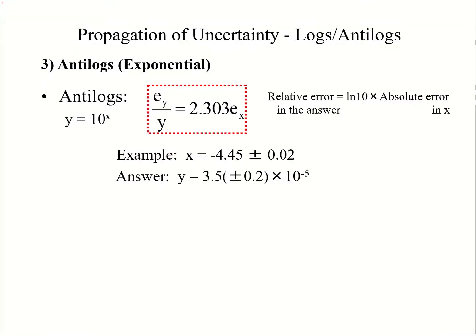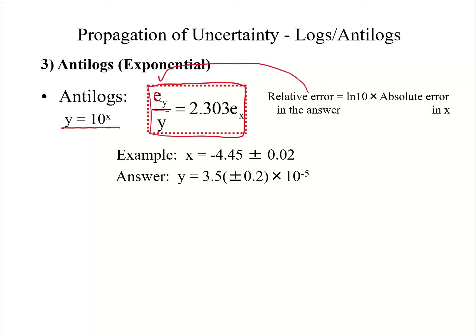Now let's take a look at other rules for propagation of uncertainty. Let's talk about anti-logarithms or exponential functions. Anti-log is really an exponent. Here's the function that I'm using, 10 to the x, and my formula to the right shows how to calculate relative error. If you remember, the absolute error in y divided by the value of y gives me the relative error. I'm summarizing on the right the meaning of this formula.